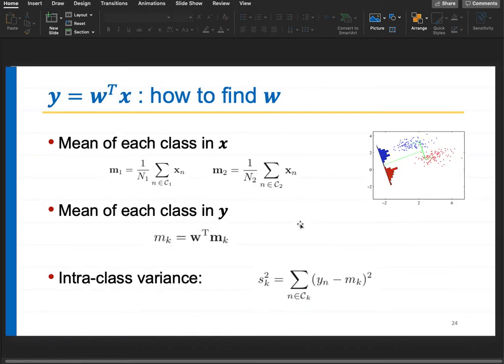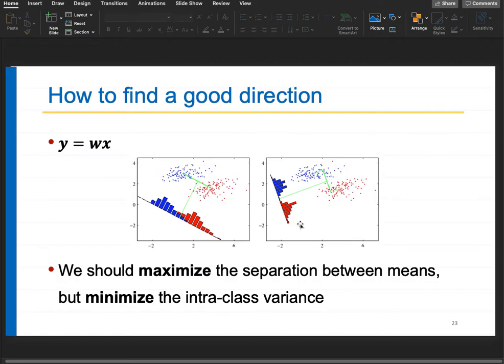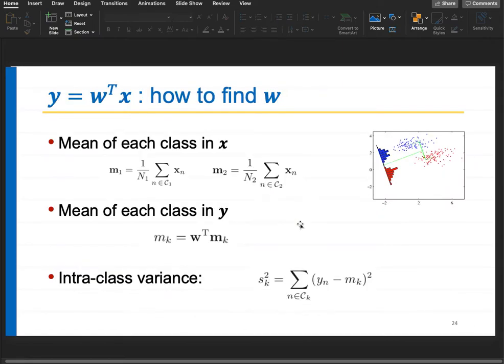Next, now the question is, okay, how do we find this dimension? How do we find this direction W along which we project to maximize our classification performance?